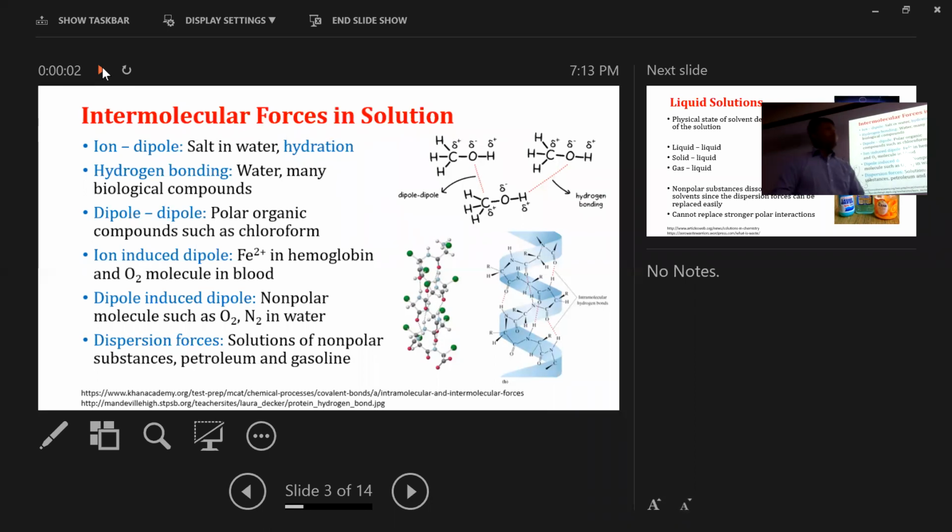Then dipole. That means if you have two dipolar molecules, polar organic compounds such as chloroform. Okay. You are familiar with chloroform? What is the formula for chloroform? CCl4, carbon tetrachloride.